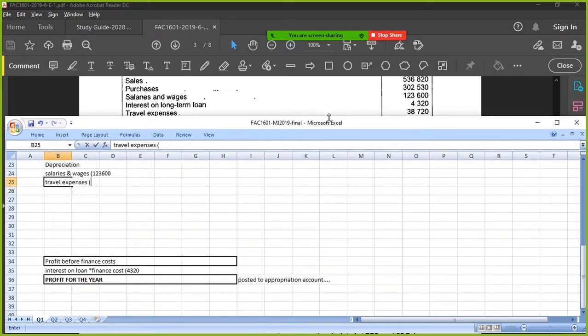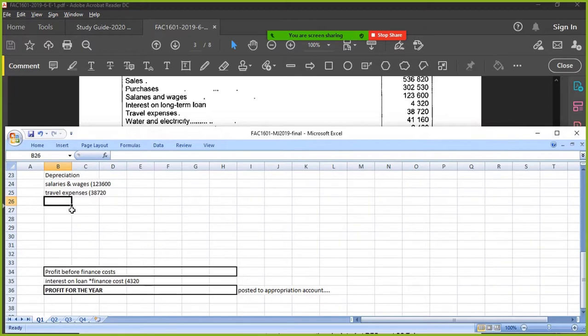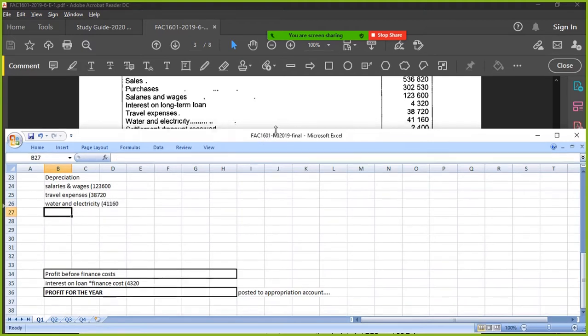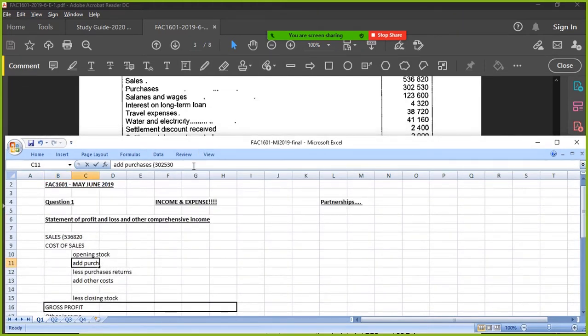Let me just do it this way so I can read the line better. Okay, 38720. Water and electricity, 41160. Settlement discount received. We spoke about this earlier today. Okay, it's going to be offset against your purchases because you need to take this off your creditors. Remember, creditors give you discounts. You receive discounts from them. 2,400.